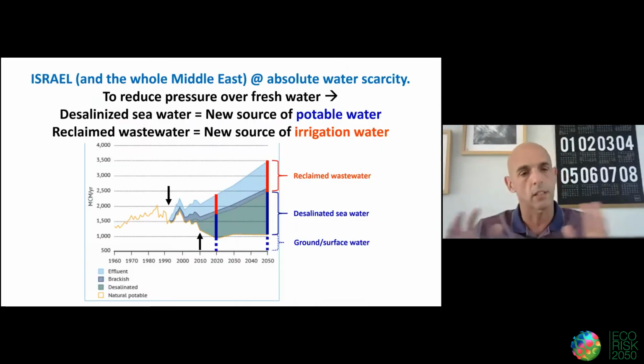So looking at trends in Israel, starting from, in this figure, the 60s all the way to what is predicted for 2050.